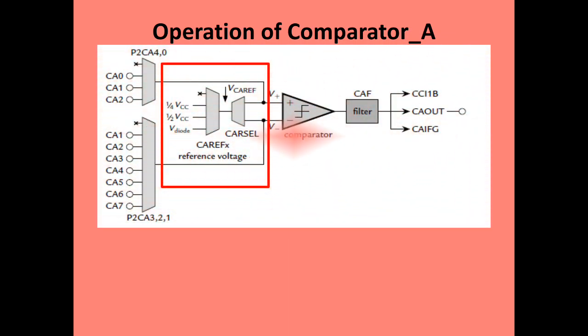Next we can see the reference voltage generator. Here the selected area represents how we are going to select the reference voltage. First we are using a 4-to-1 mux. This particular comparator has 3 reference voltages: 1/4 of VCC, half of VCC, and one fixed voltage, that is V diode, which is a fixed voltage.